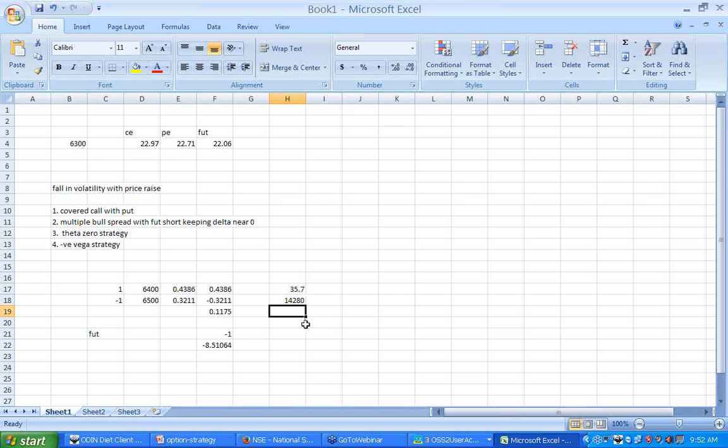So in the option, however, we are also selling a future. At the 6,300 level we are selling a future, so it is delta neutral. I am telling you to hold it. We are just selling it off at the 6,300 level. By this process, 14,000 worth of money we put at risk in the market.